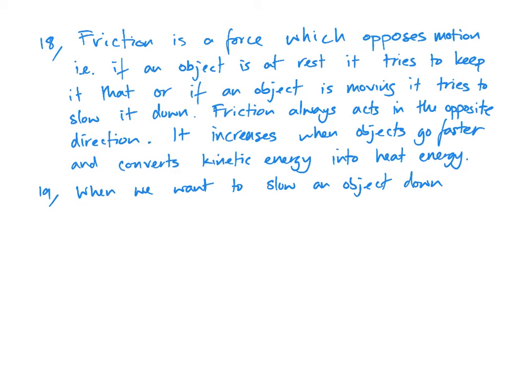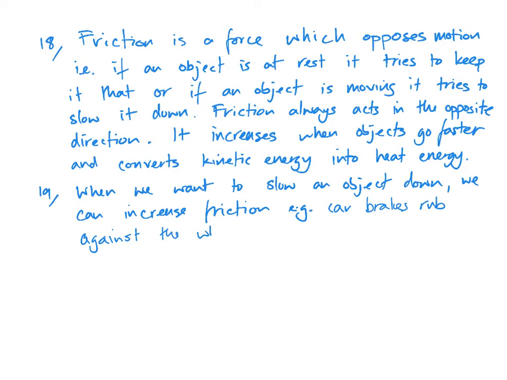When we want to slow an object down, one way of doing that, not the only way, we can increase friction. E.g., car brakes. Now notice they don't actually rub against the tyre, they rub against the wheel. That's a common misconception. Right, and that's what slows the car down.